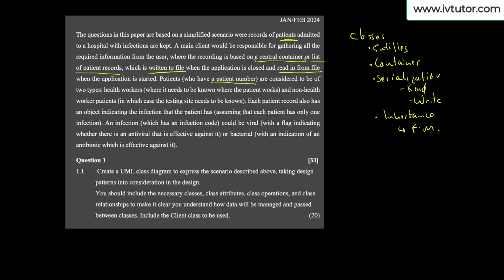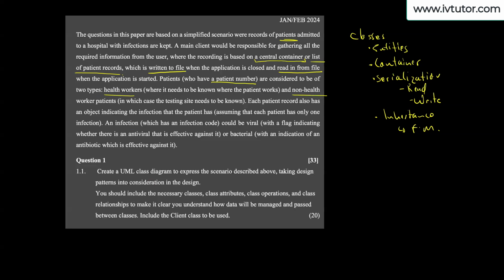That means you've got a class that should represent a patient, right? Patients are considered to be of two types. Again, once you've established that your patient is a class, usually we always expect inheritance. And you know it's inheritance when you start dealing with types of something that has been established to be a class. So if you've established that patient is a class, then health workers and non-health workers become your subclasses that inherit from your patient class.